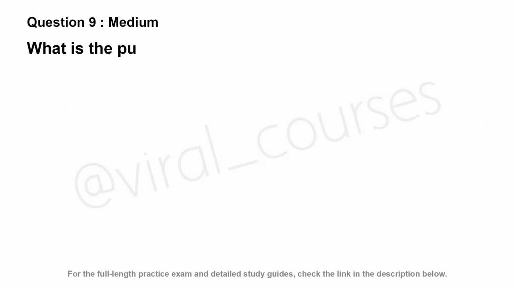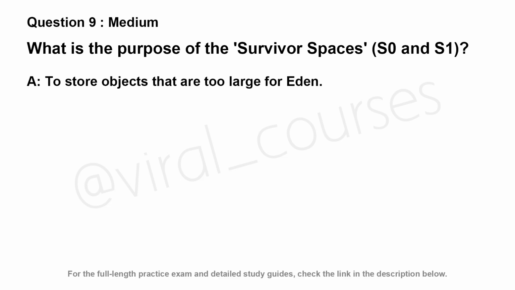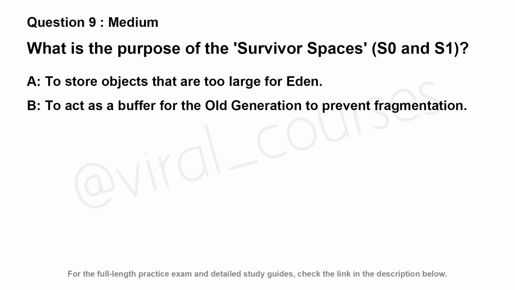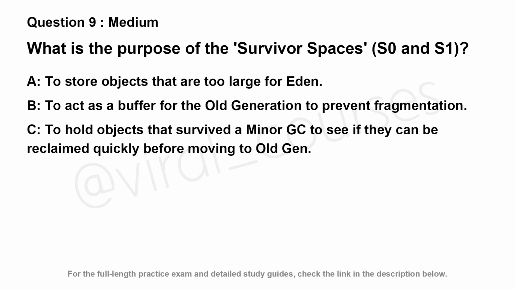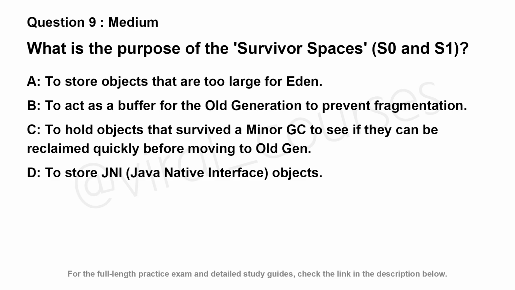What is the purpose of the survivor spaces S0 and S1? Option A. To store objects that are too large for Eden. Option B. To act as a buffer for the old generation to prevent fragmentation. Option C. To hold objects that survived a minor GC to see if they can be reclaimed quickly before moving to old generation. Option D. To store JNI, Java Native Interface, objects.